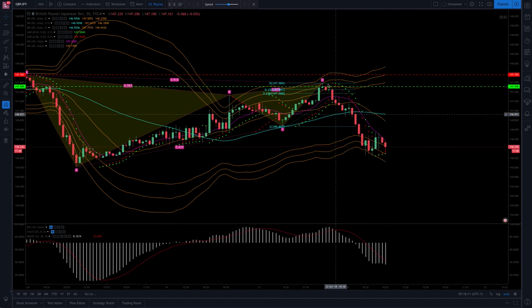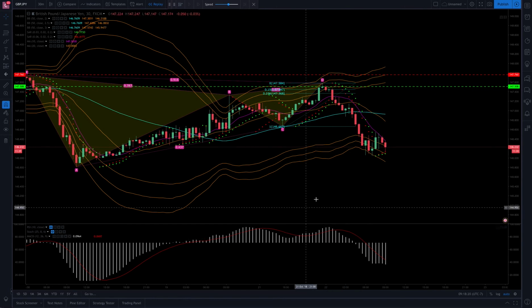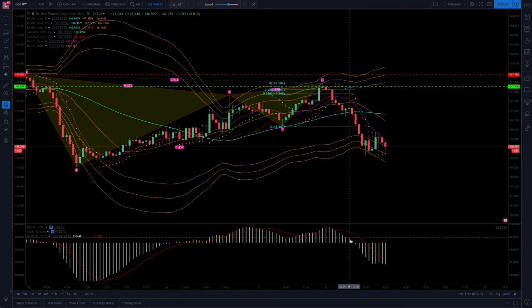On the MACD, what did we say we were waiting for? We're waiting for the space to be created between the red and the black. Okay, so there we go. We have the fall off of the histogram, right? Got the space, enter the trade, right?